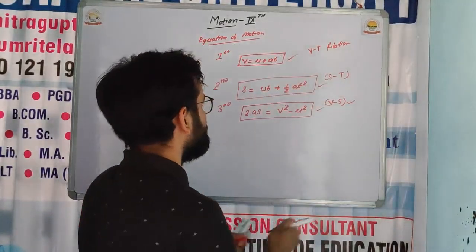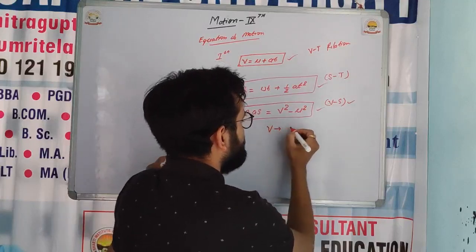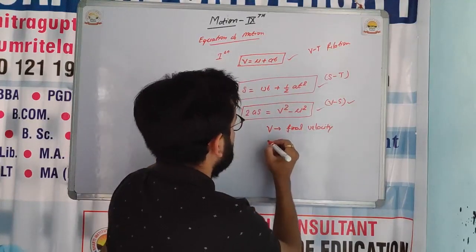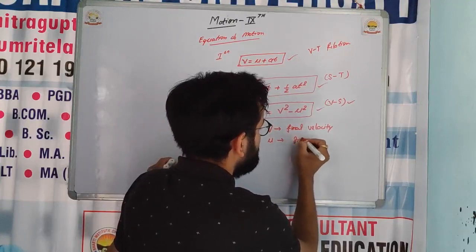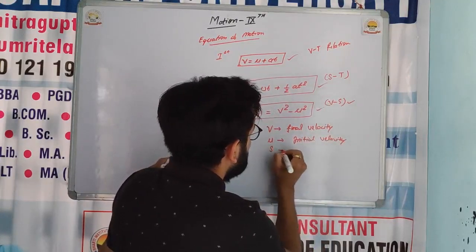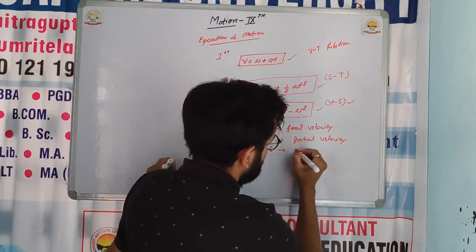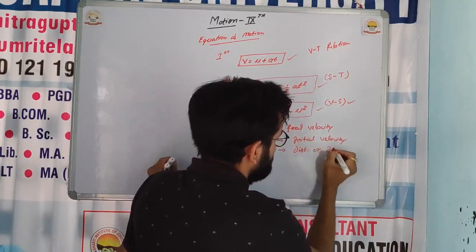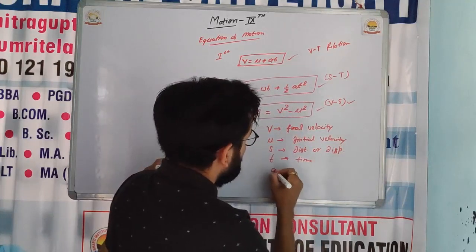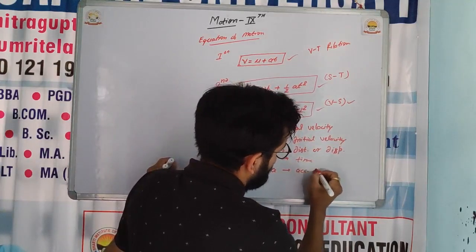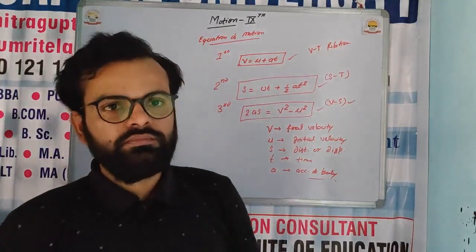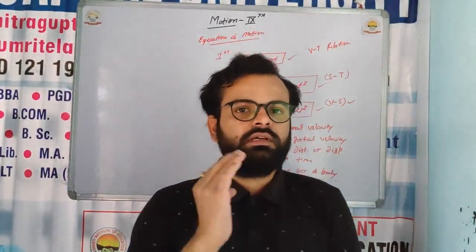All of you are aware that here v represents the final velocity of an object or body. u represents initial velocity. s represents distance or displacement. t is for time, and a represents acceleration of the body. Clear?